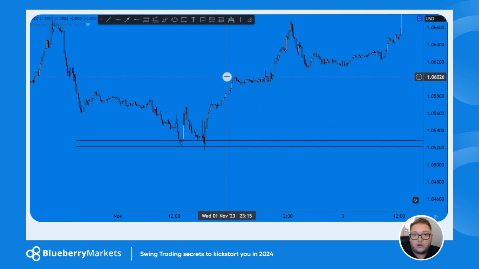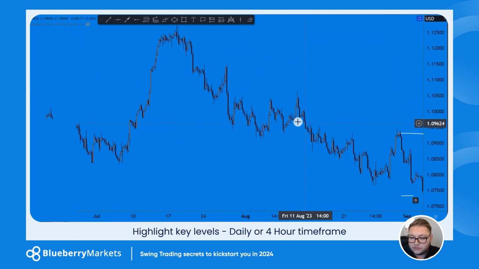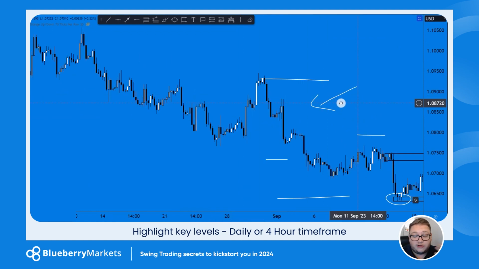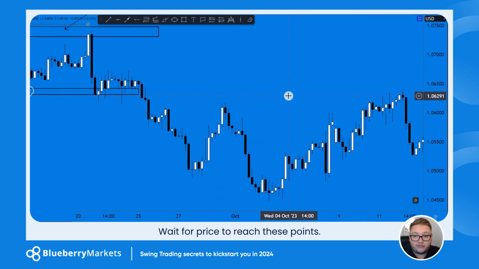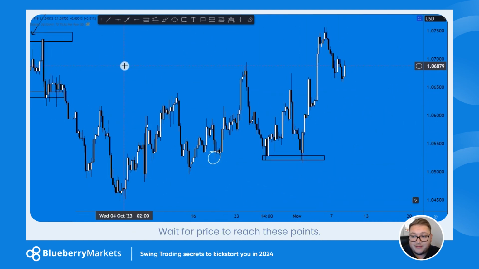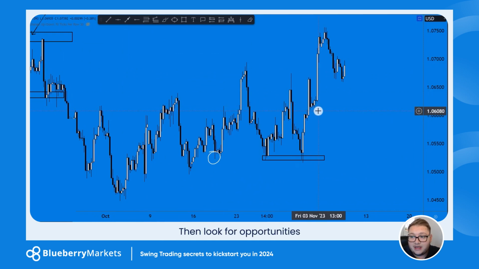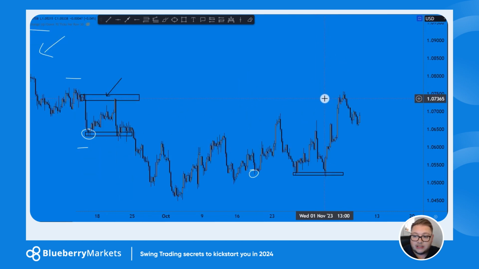So this is one way how you can improve your swing trading in 2024. It's by highlighting these key levels from either a daily or a 4-hour time frame. Wait for price to reach these points and then look for your opportunities. Okay, trying to trade in the middle can be very, very difficult unless you have key trend trading strategies that you use and implement.